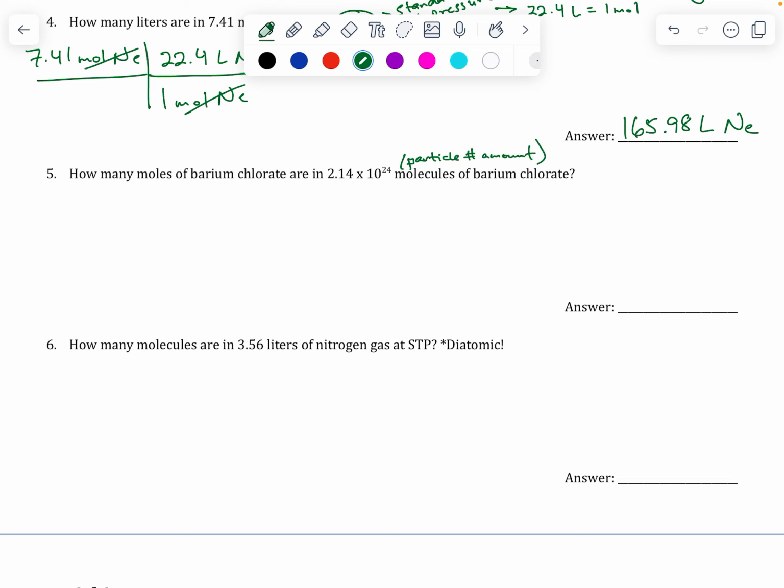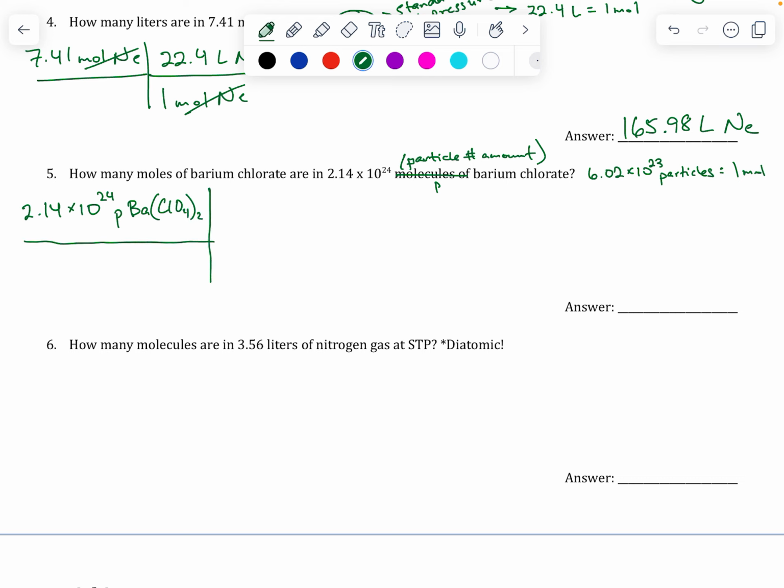And anytime I have a particle number amount, I know that I have to deal with Avogadro's number, which is this many of those particles are equal to 1 mole, right? So that's my conversion when I'm dealing with a number amount of something. And you'll have all of these provided for you. But since molecules is what I'm provided, I'm just going to substitute P for particles just to simplify this. So that's 2.14 times 10 to the 24th particles of barium chlorate.